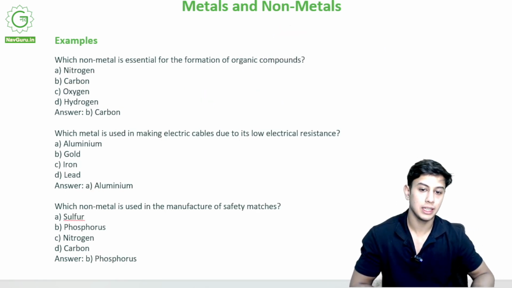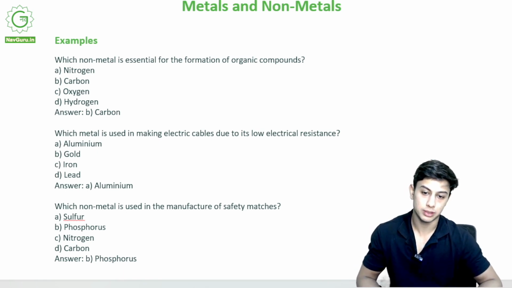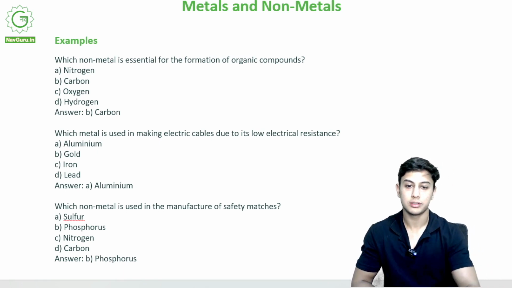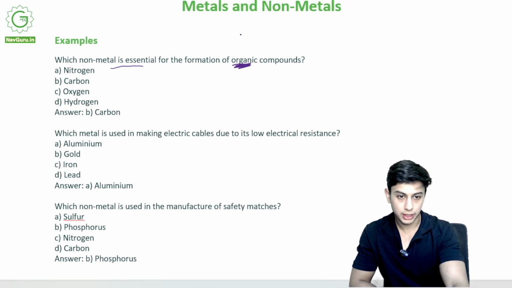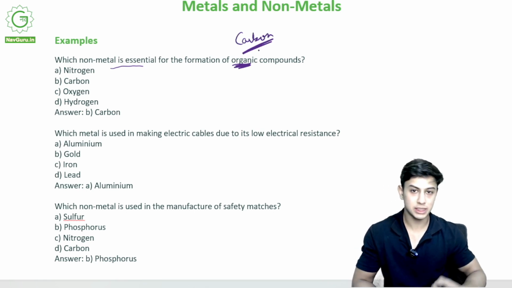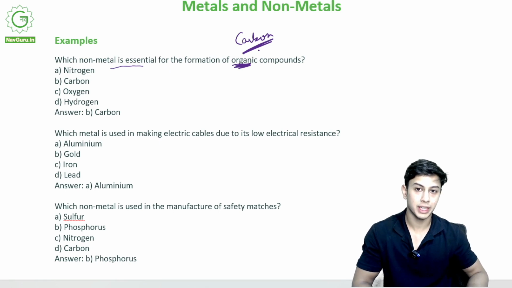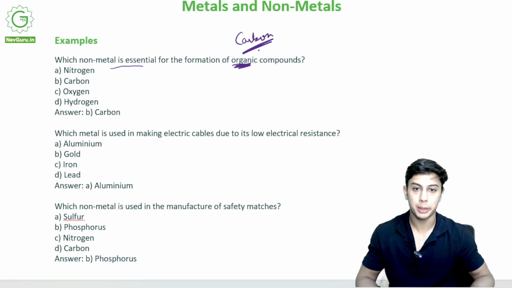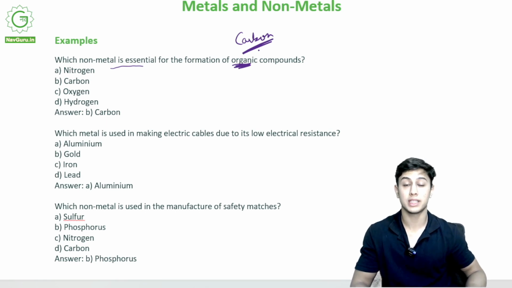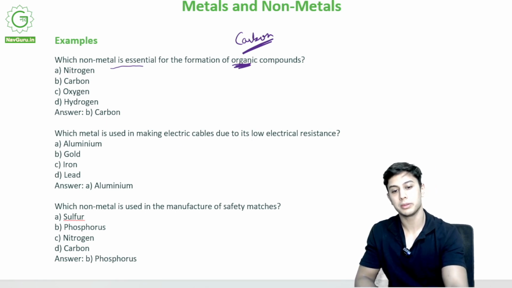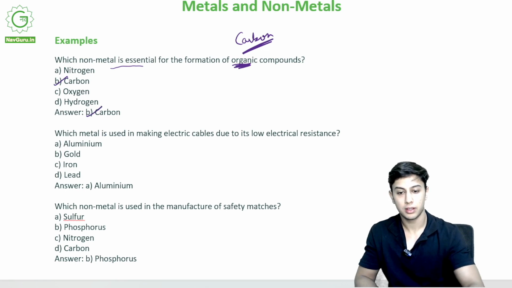Which non-metal is essential for the formation of organic compounds? The key word here is organic. Organic means carbon, always. Organic chemistry, carbon. If something is organic, it is grown, it is carbon. Organic food is grown outside, it is not processed in factories. So, carbon.